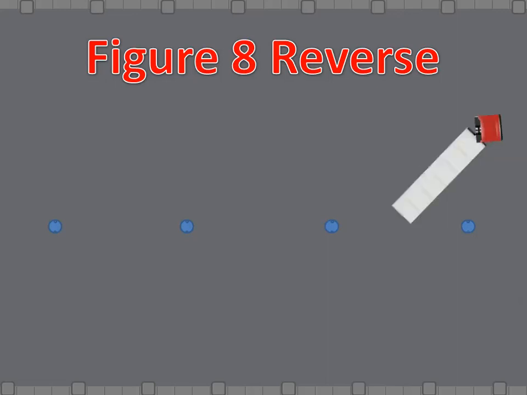The rule in this exercise is the candidate must be able to complete the figure 8 forward and reverse within 6 minutes and a maximum of 3 hits on the drums. And only 1 attempt on the chicane is allowed.